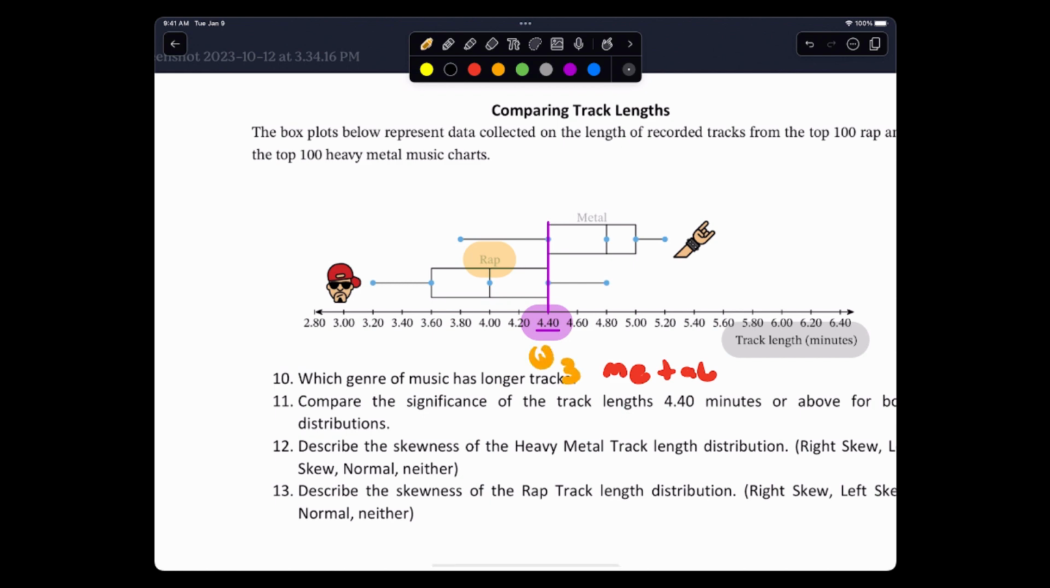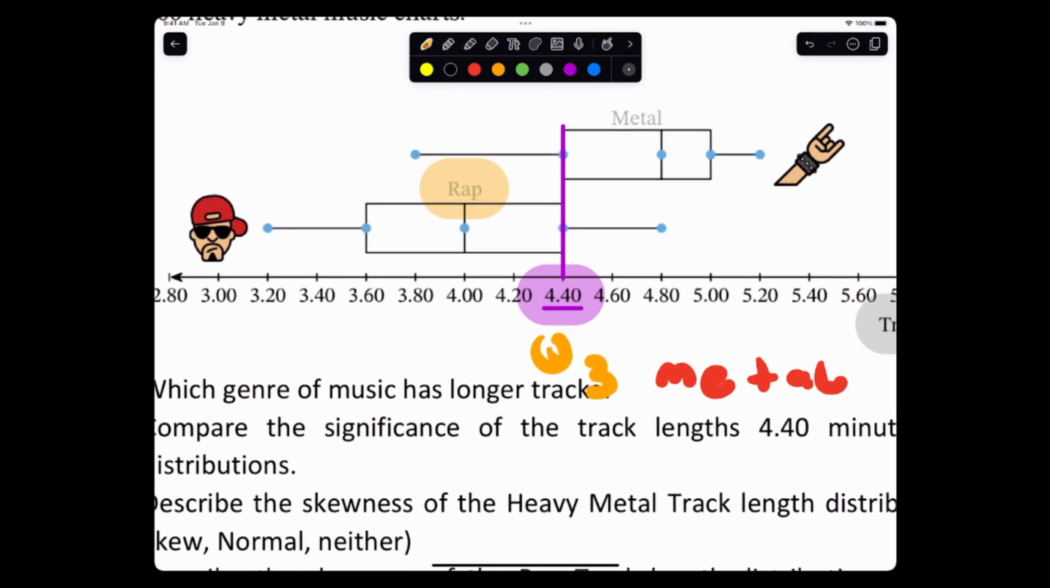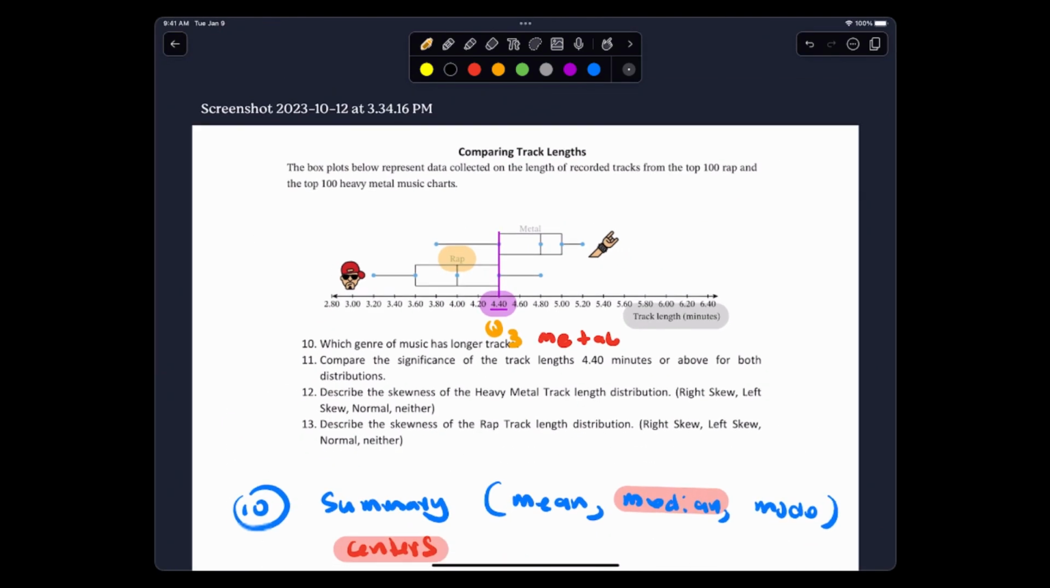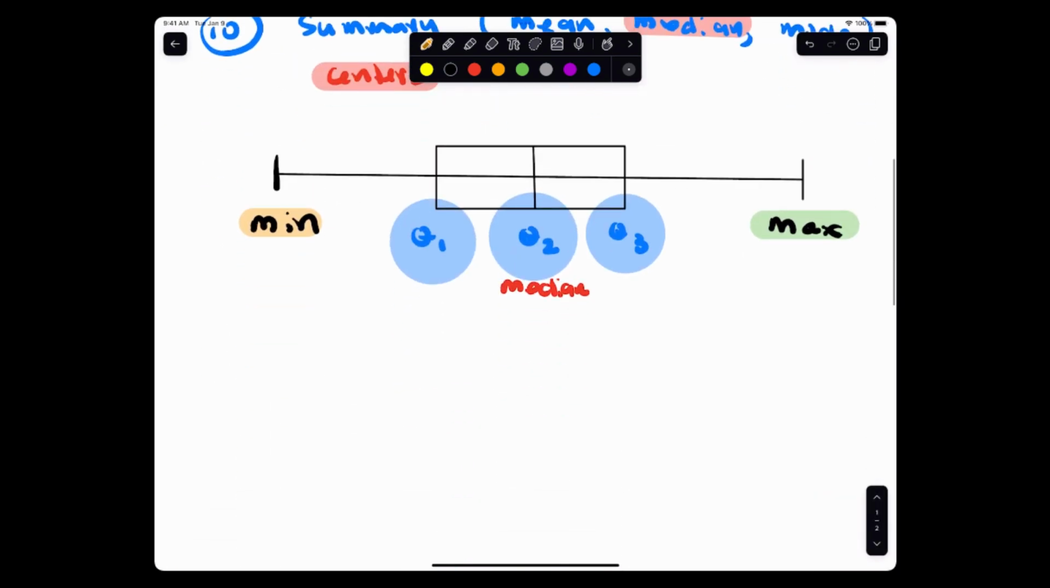That's the third quartile. So what does that mean? It means 25% of the songs are longer than 440, but 75% of the songs are what? Shorter. So you can say here for 11, for rap, the third quartile is 4 minutes and 40 seconds.